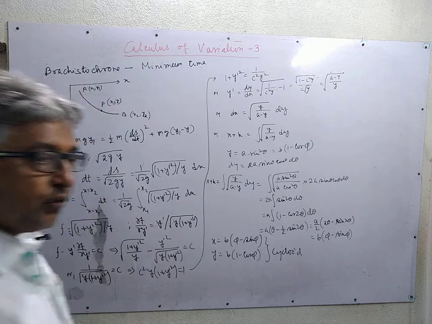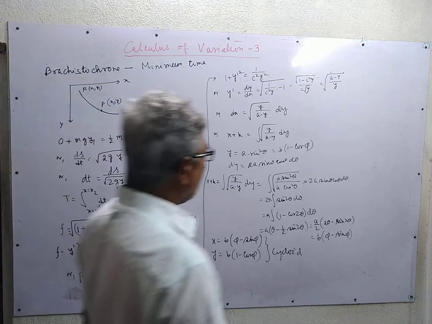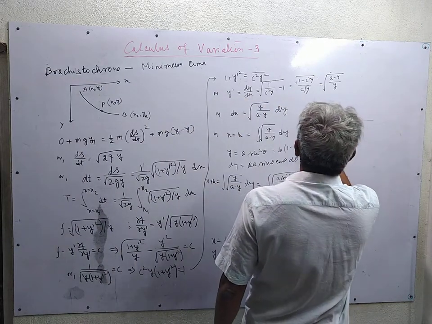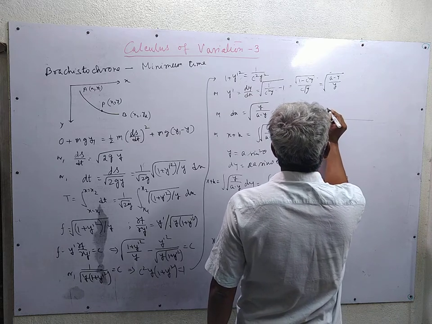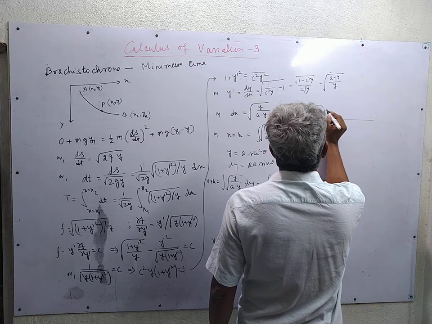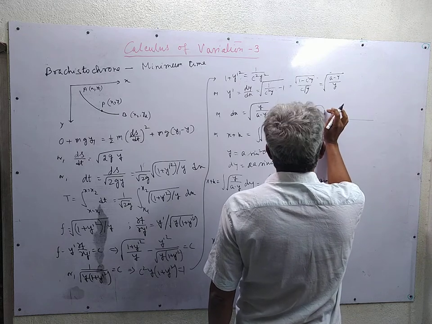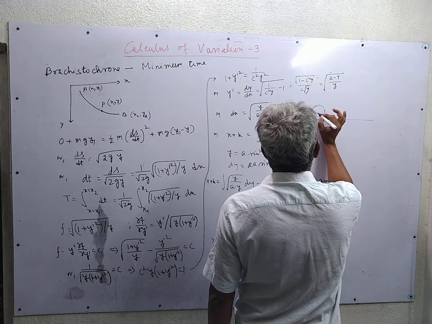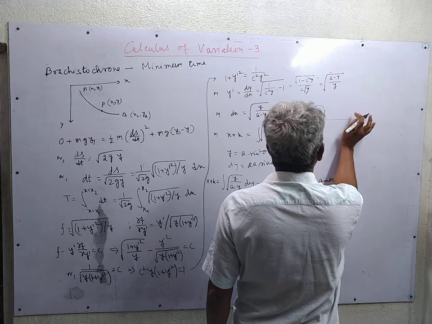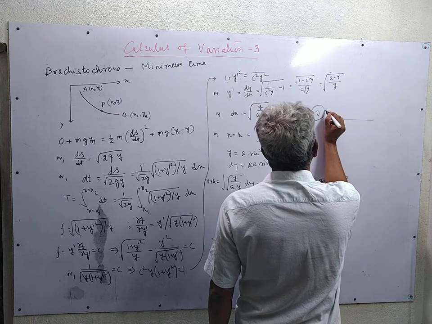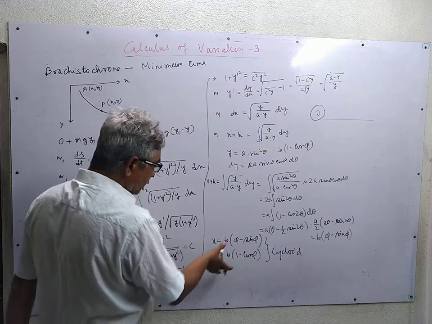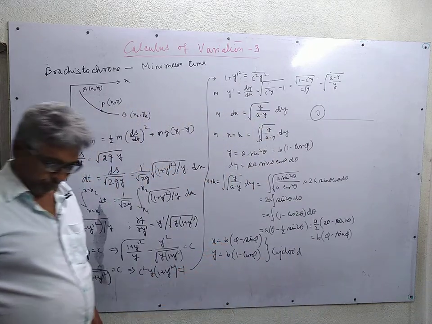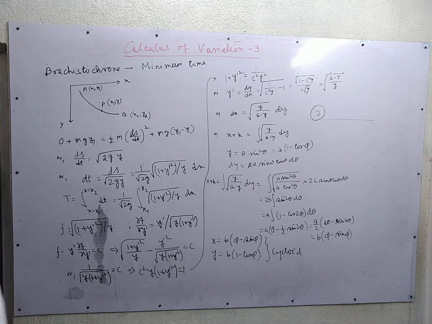A cycloid is defined as follows: consider a circle of fixed radius, and put a fixed point on it. If we roll the circle along a line, the trajectory that this fixed point traces out is called a cycloid, and this is the parametric equation of a cycloid.